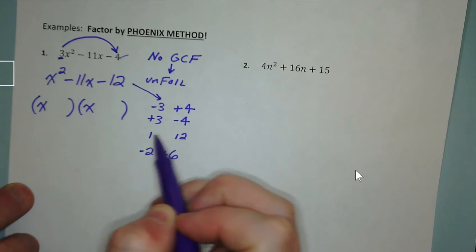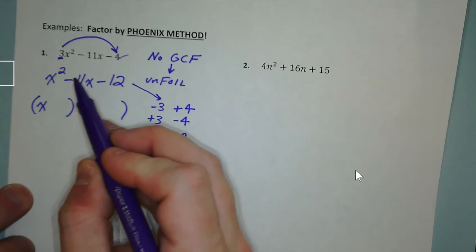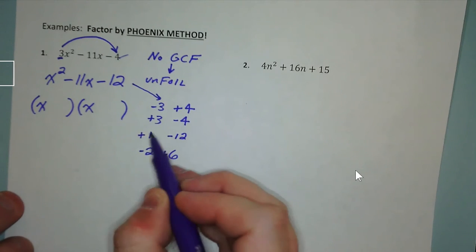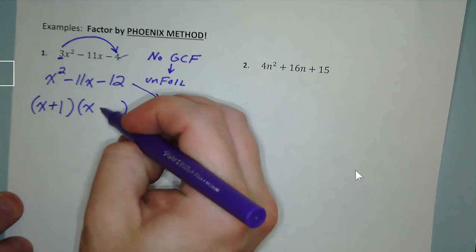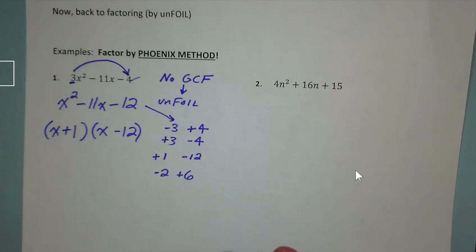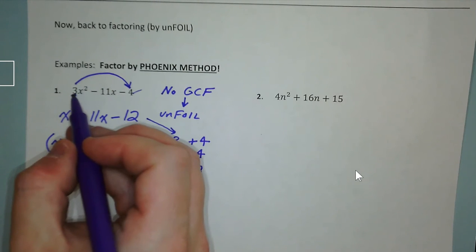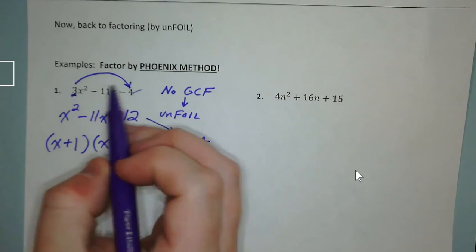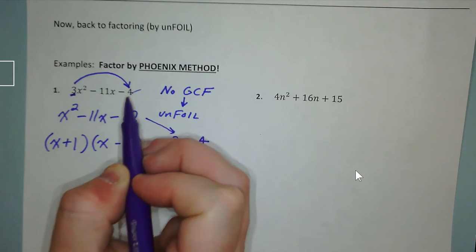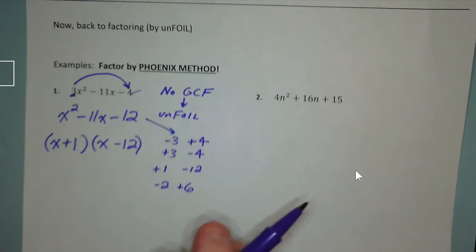Now we got to get a negative 11. One of these has to be negative and one of them has to be positive because, again, it's a negative 12. And if we're going to get negative 11, it's got to be a negative 12 and a positive 1. Okay? So that's where we're at. All we've done so far is realize that's a 3 out in front. That means we're going to do the Phoenix method. So 3 times 4 becomes 12. Then we just factor the easy way. But we're not done, okay?